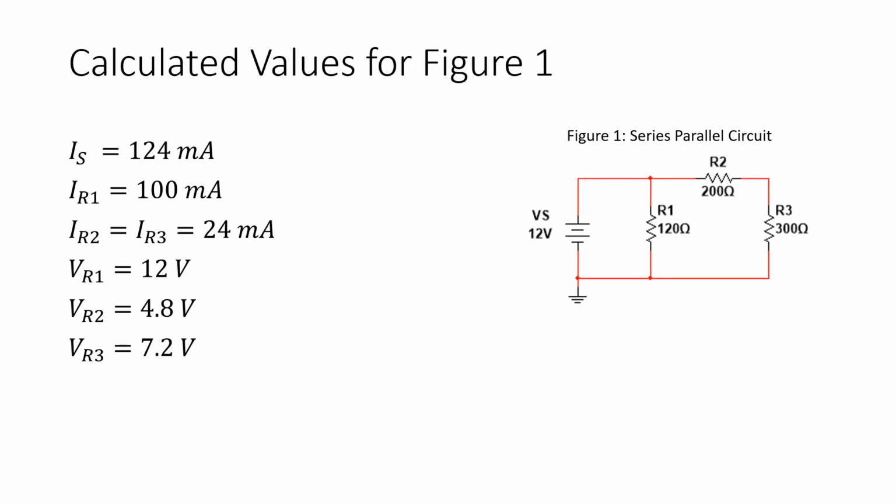So the calculated values for the circuit of figure 1: I source is 100 milliamps, IR1 is 100 milliamps, IR2 equals IR3 equals 24 milliamps, VR1 is 12 volts, VR2 is 4.8 volts, and VR3 is 7.2 volts.